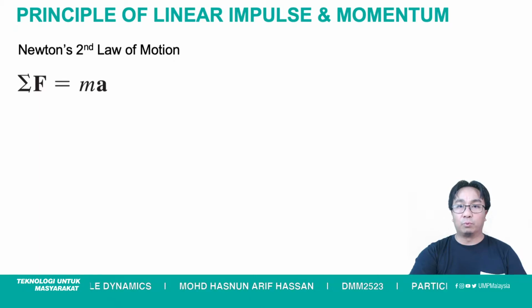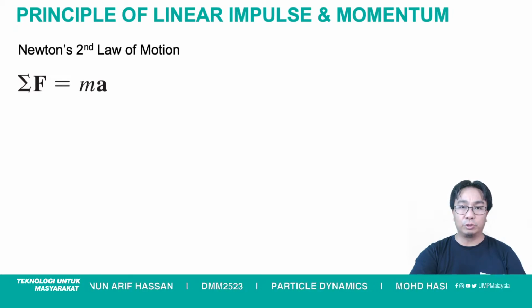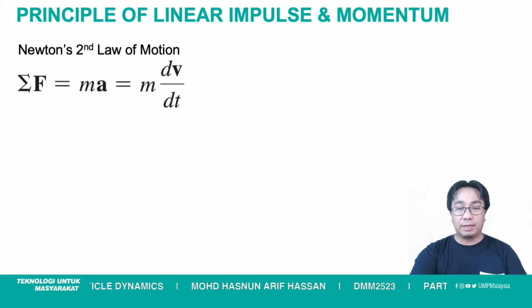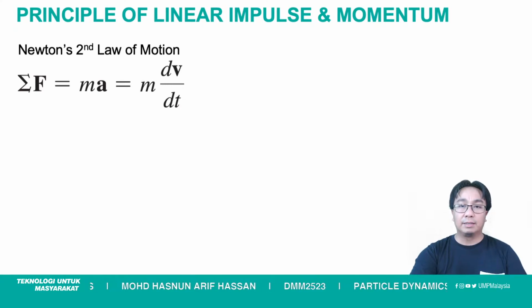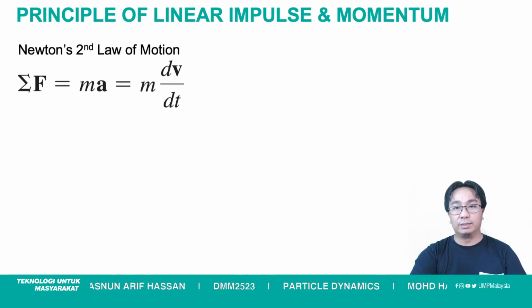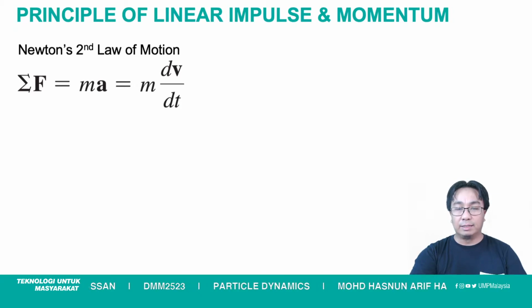Let's recall what we have learned in chapter 2, that is Newton's second law of motion, which states that the total force is equal to the mass multiplied with the acceleration. If you notice, the force is a vector written with a bold typeface, the mass is a scalar quantity, and the acceleration is also a vector. Now, this can also be written as the mass multiplied with dv over dt, because we know that the acceleration a is equal to dv over dt.